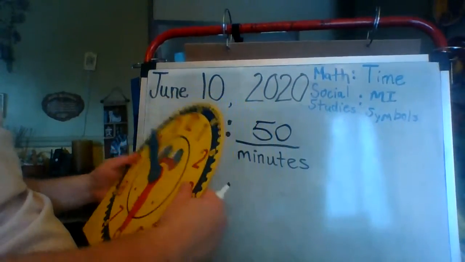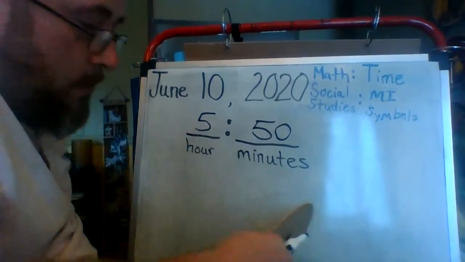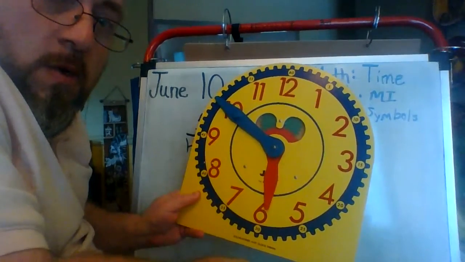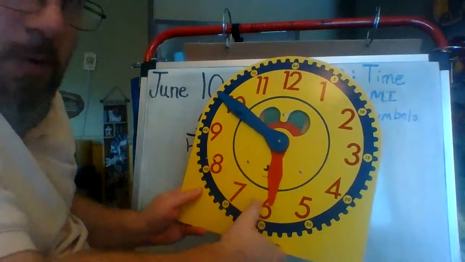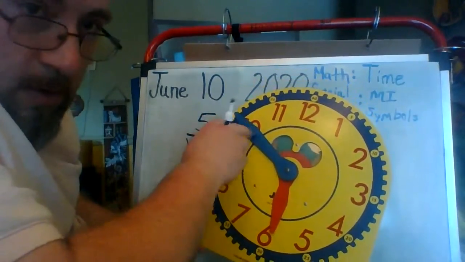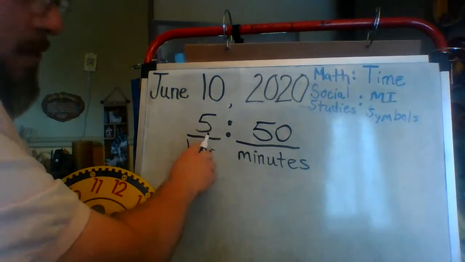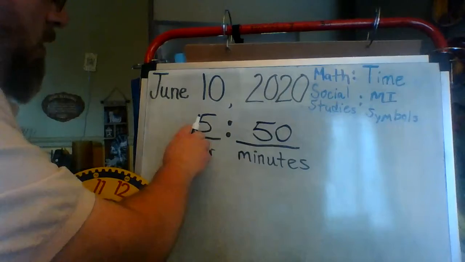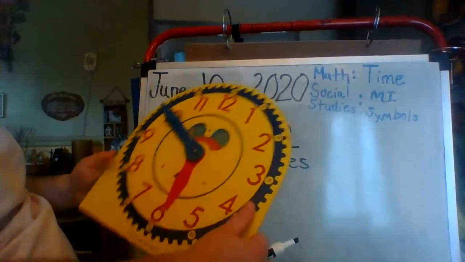So when you're looking at an analog clock with hands, make sure that you're looking for the hour hand, the short one, and the minute hand, the long one. When you write your time, the hour goes first, and then the minutes. Before the colon is the hour, after the colon is the minutes.